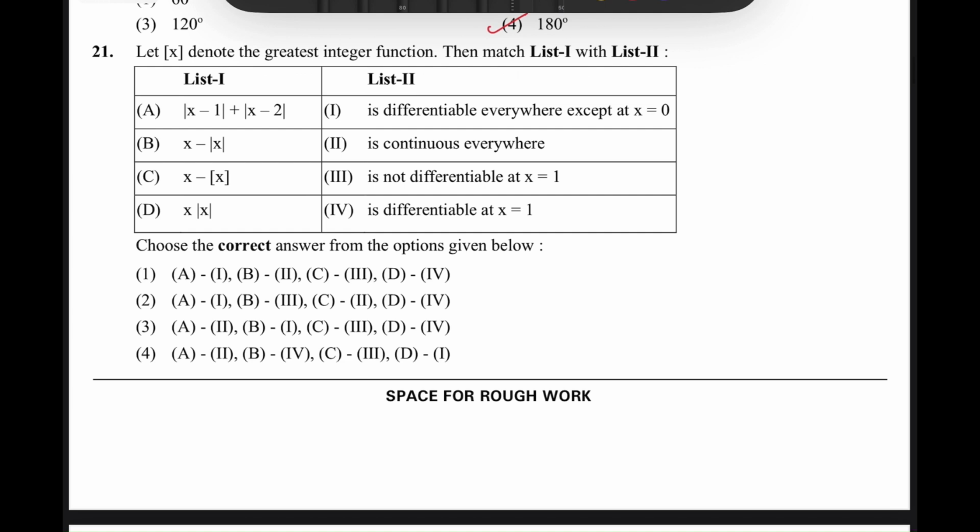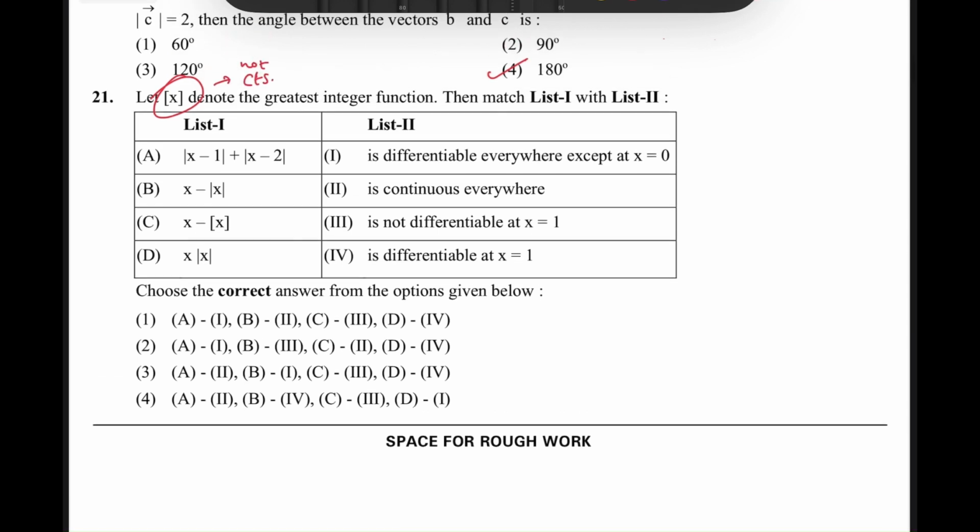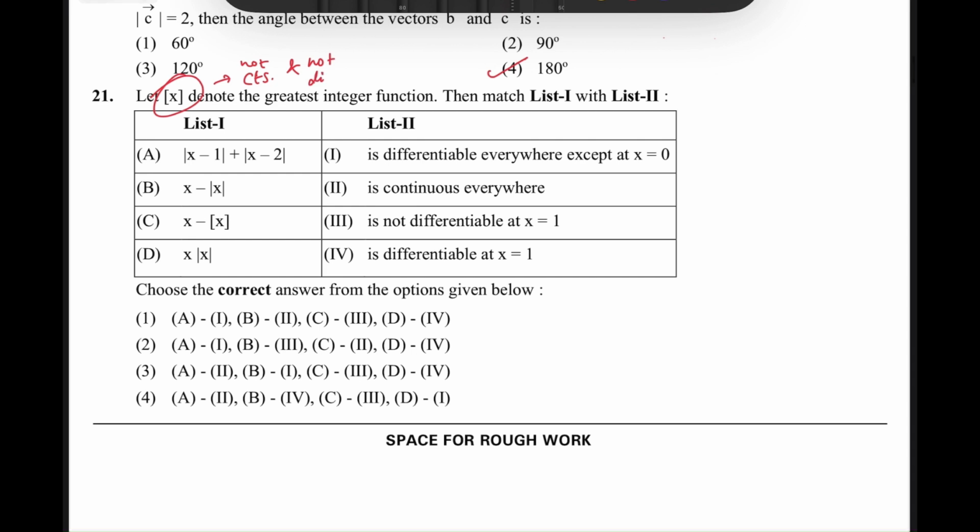Let's move to question number 21. So greatest integer x function, okay, greatest integer function. So this is not continuous and not differentiable at integers, right? So this is not continuous, not differentiable at integers. Okay, so here he is using this function in option C. So this is not continuous, not differentiable. So first let's get this. So he's saying it is differentiable everywhere except at 0. No, this is false. It is continuous everywhere. No, this is false. It is not differentiable at x equals 1.